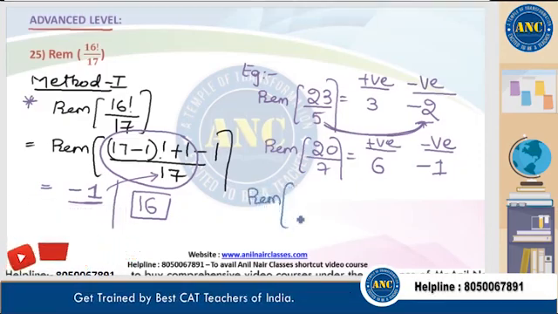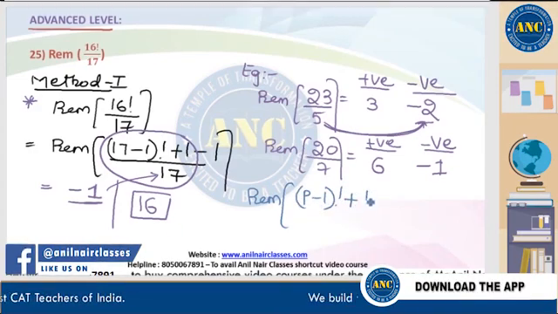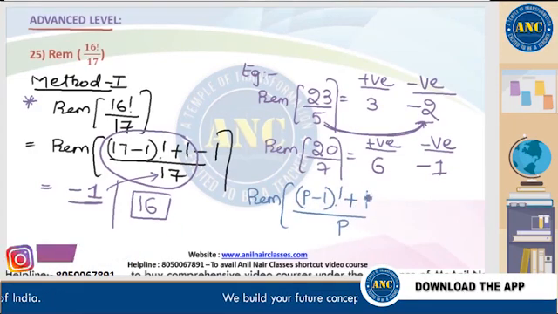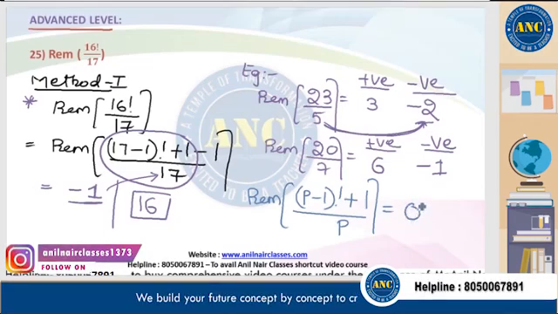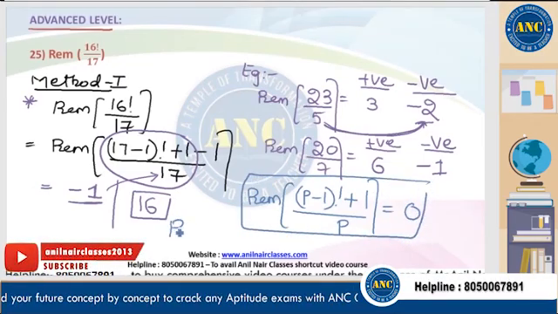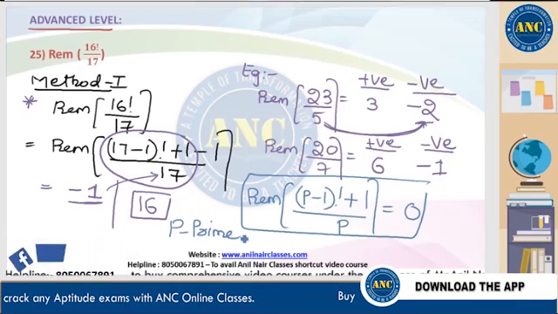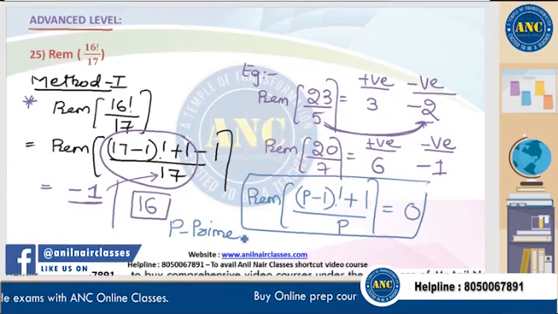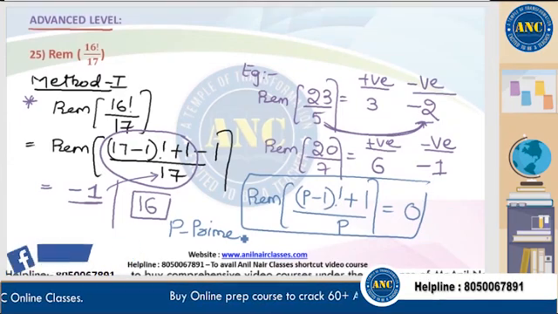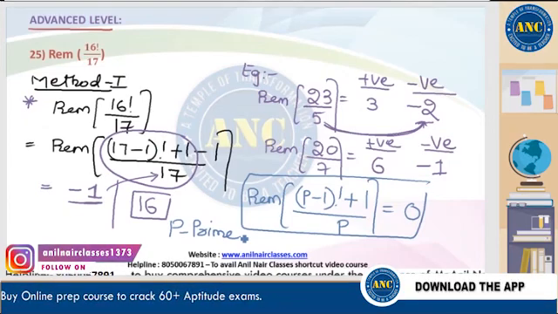Remainder 1. Wilson's theorem, basic application. Example 1: P minus 1 factorial plus 1 when divided by P is 0. This is the concept which I used. Wilson's theorem is used when the denominator is a prime number.